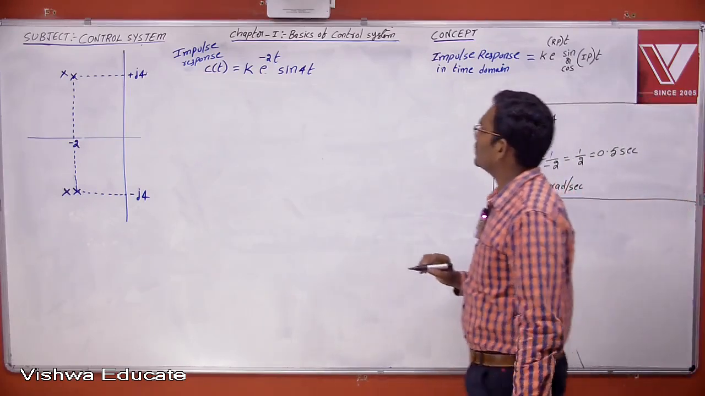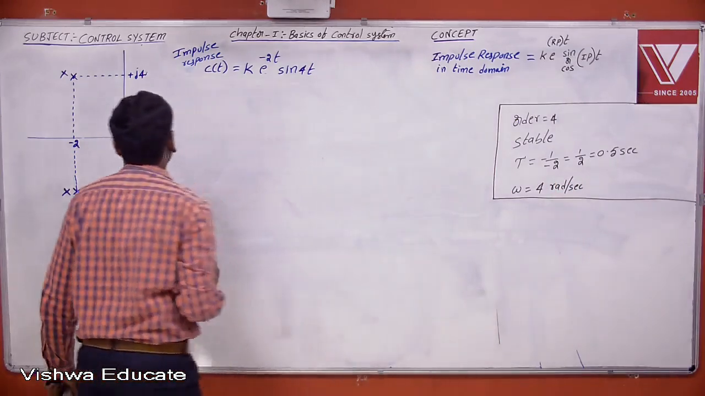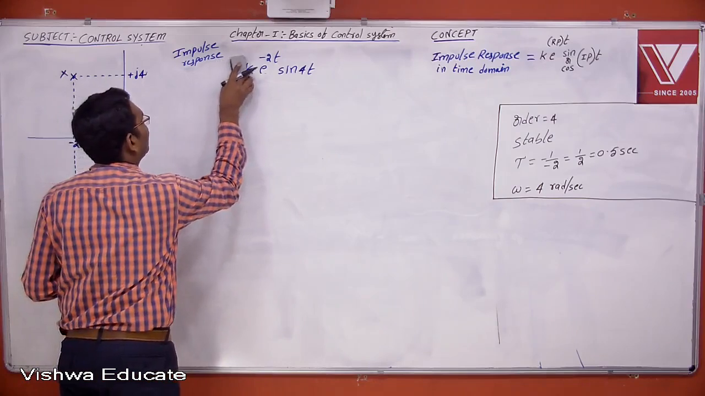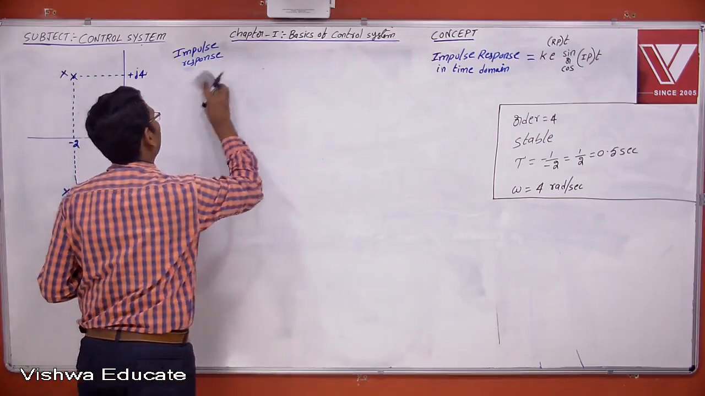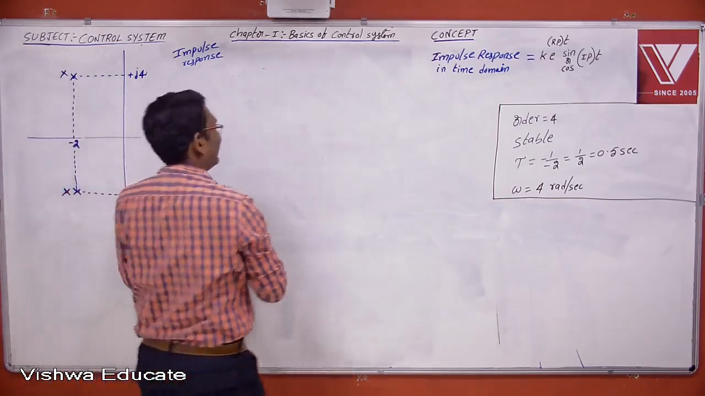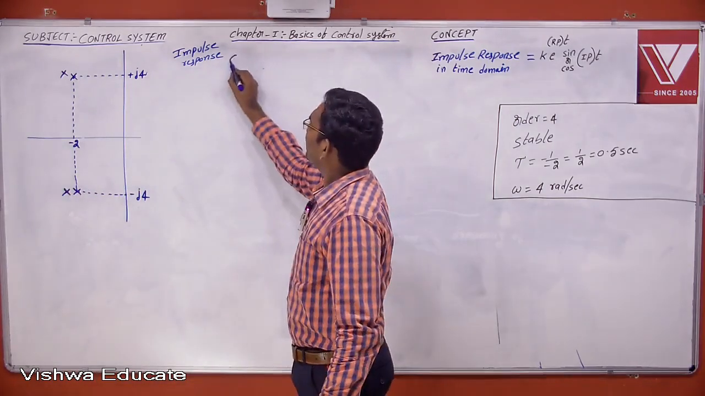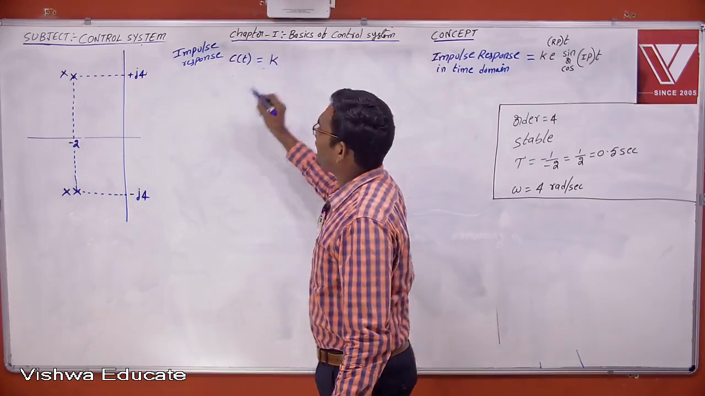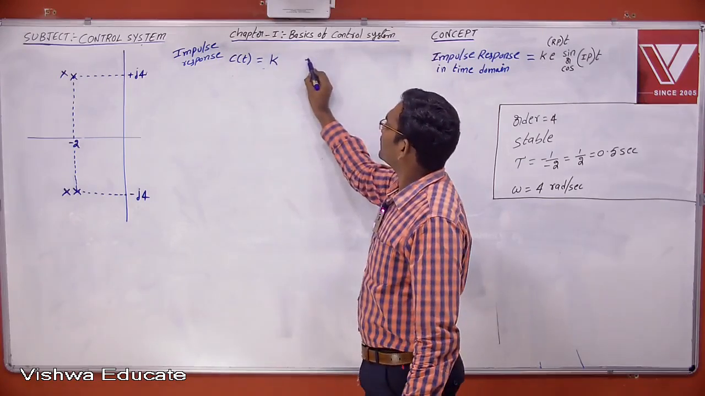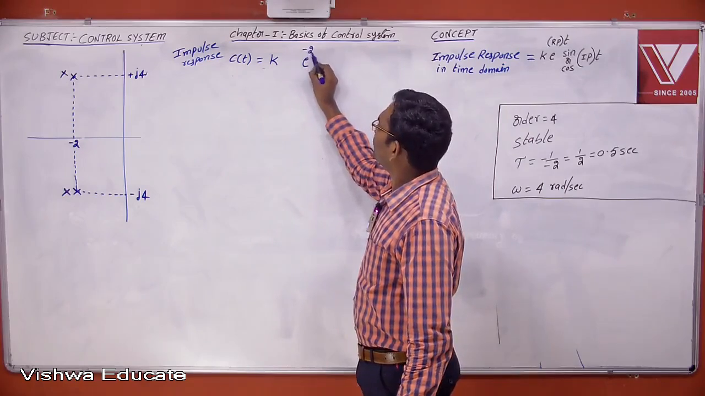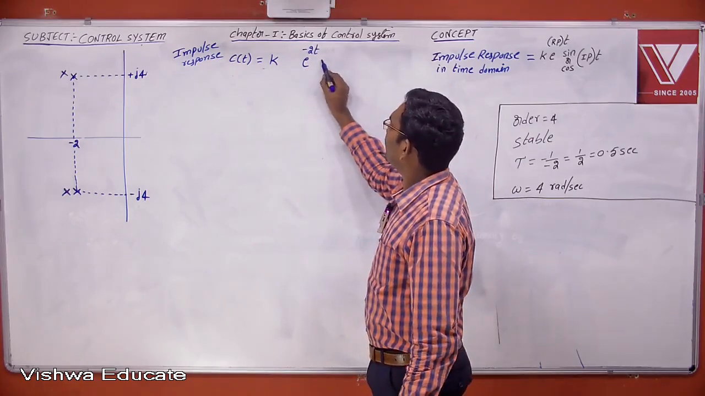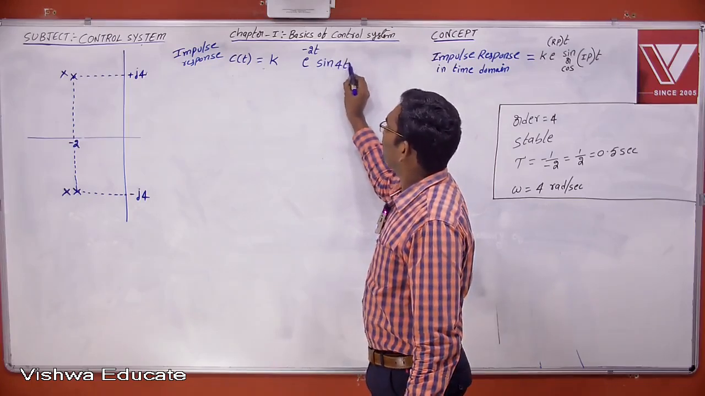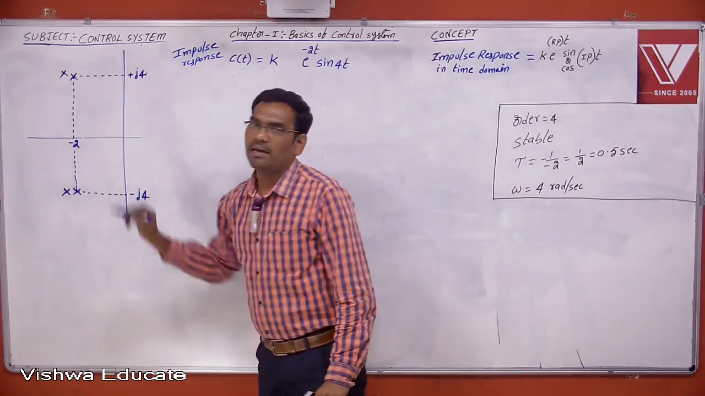Now, this is the frequency of oscillations. Now, what is the impulse response? See here, the impulse response in time domain C of t is equal to some constant into e power real part. What is the real part? E power real part minus 2 into t, sine or cos, with the imaginary part 4 into t.